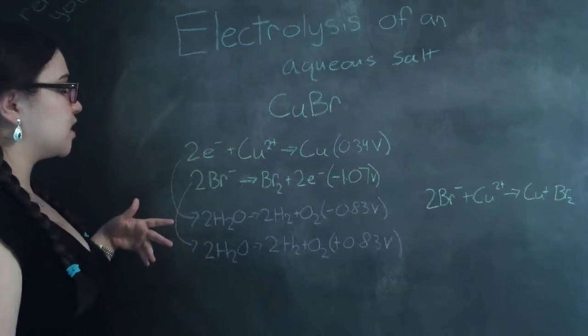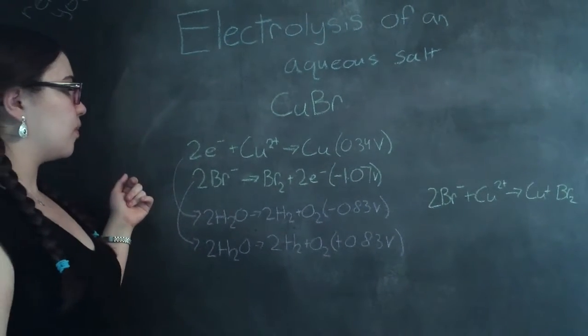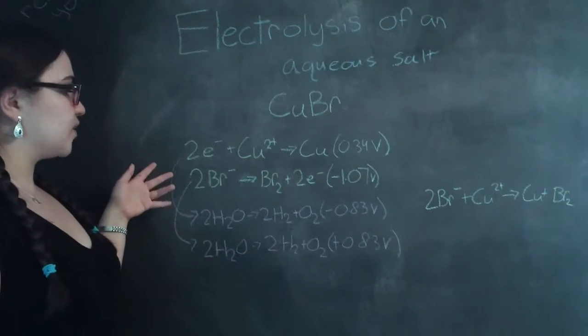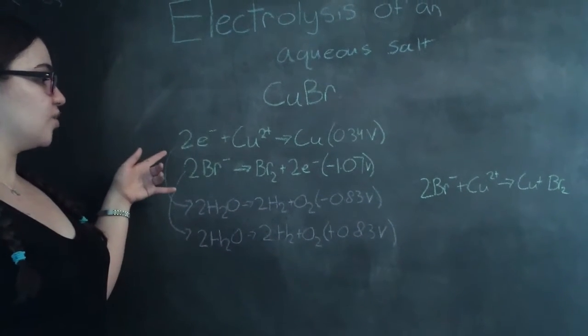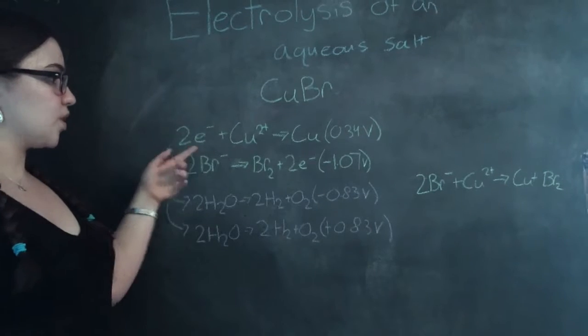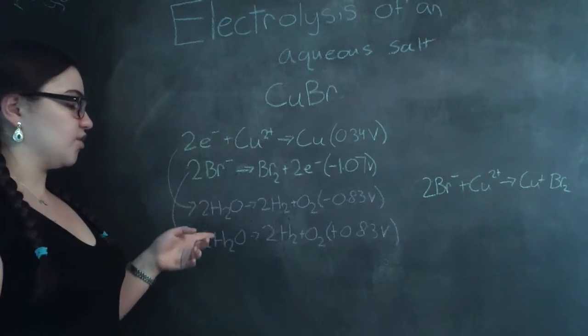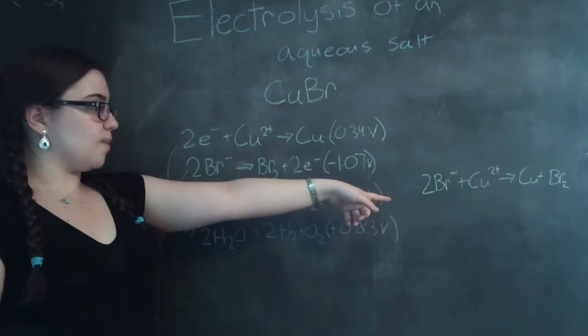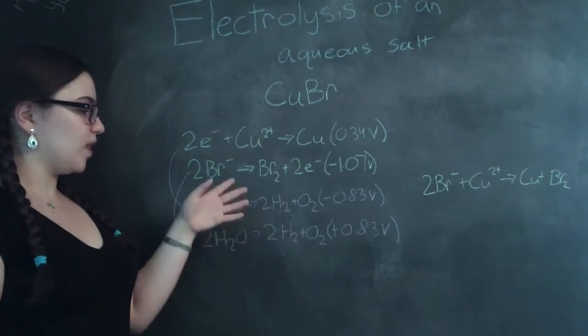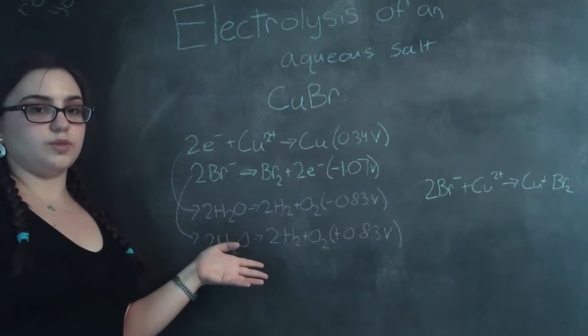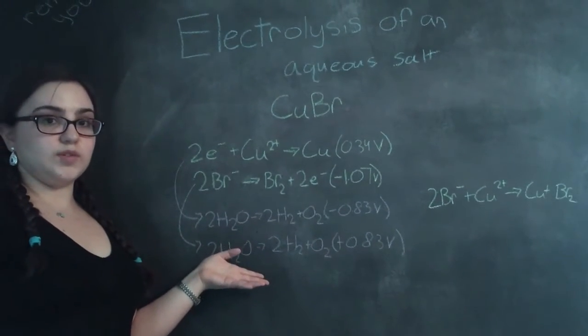So here we have our example using copper and bromine. And so we see for the copper, it has a higher reduction potential than water, so we're going to use copper in our reaction. And bromine would have a higher oxidation potential than the water. So in this case, we would use them both, but just keep in mind that you will have to pay attention to the oxidation and reduction potentials, just to see if water would be used in the reaction.